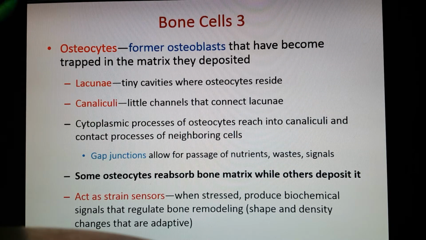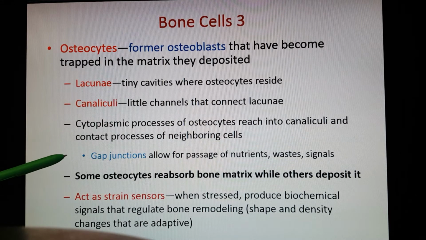Eventually, osteoblasts become osteocytes, trapped in their lacuna, so there are little tiny cavities or caves where they are now trapped inside of the osseous tissue. There are little canals or canaliculi, these little channels that connect the different caves. Those little cell extensions travel through those canaliculi to communicate to the other cells.